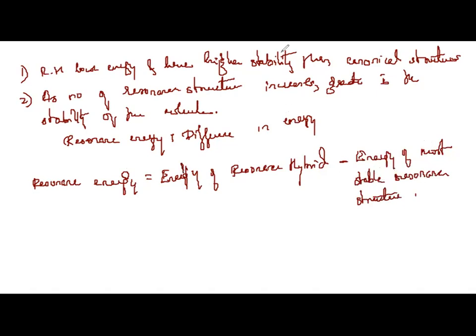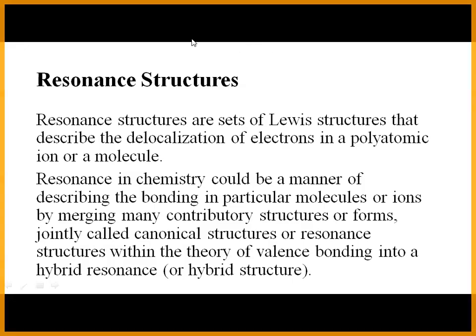Now, what are the conditions? Looking at the molecule, how can we expect that it will have a resonance structure? Conditions for writing the resonance. Their atomic positions must be the same. They should have the same number of bond pairs and lone pairs. You cannot write any number of bond pairs and lone pairs and say it is a resonance structure. Next, all the resonance structures should have nearly the same energy.